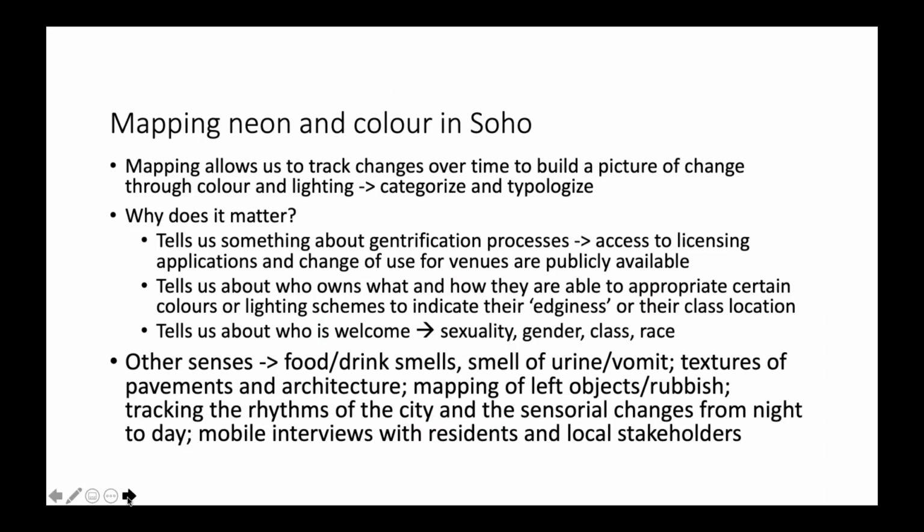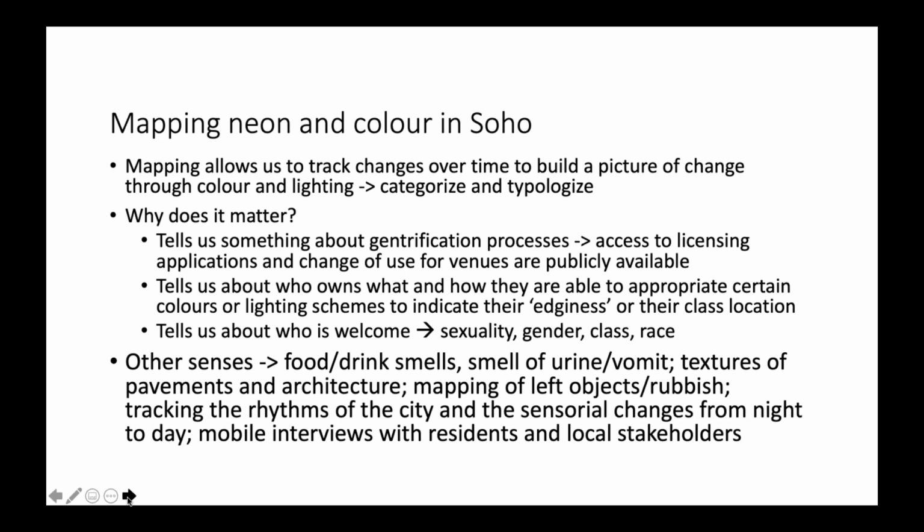And so in conclusion, one of the things that really became clear to us is that something as simple as looking at lighting and color schemes can tell us a huge amount about something like gentrification. And mapping these changes over time allowed us to build a picture of the changes that were happening. So we built categorizations and typologies of neon and color to see what shops are coming in, what kind of shops they're replacing, where we see original neon and where we see the appropriation of neon and what that says. And we use this alongside a number of other methods.